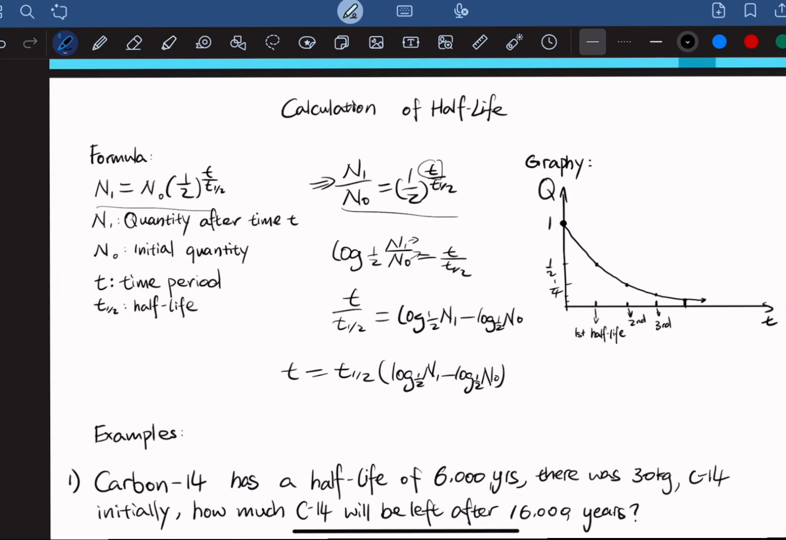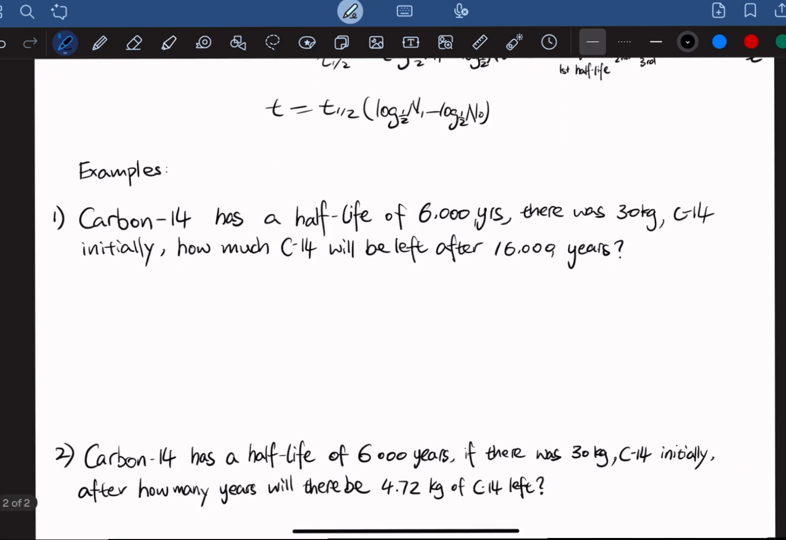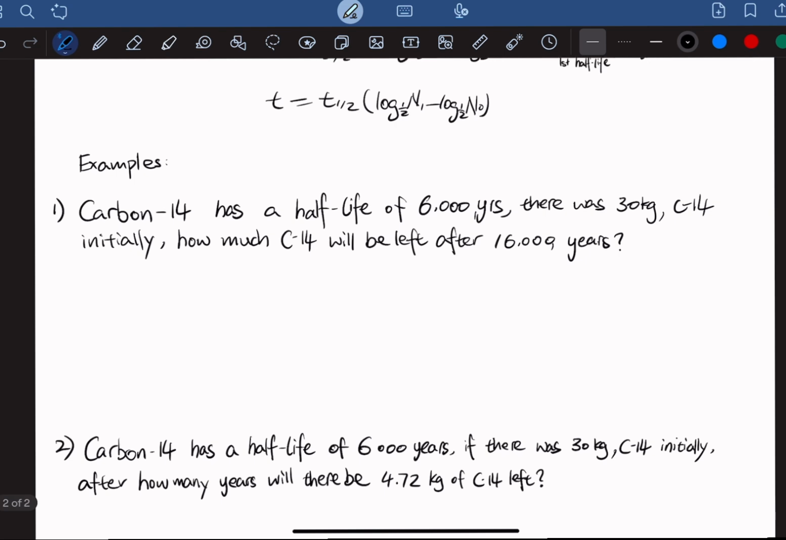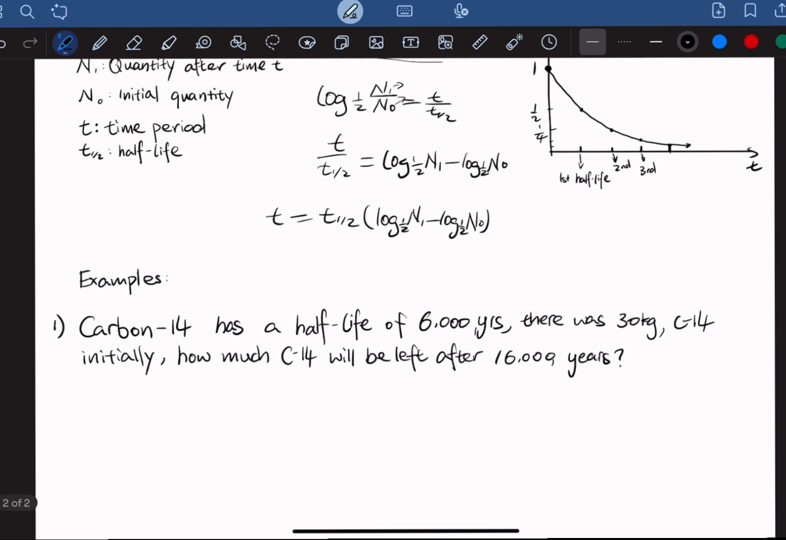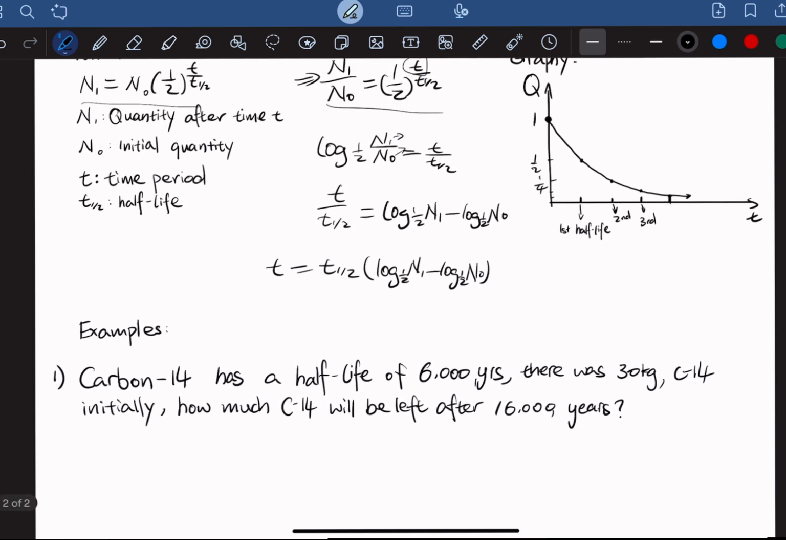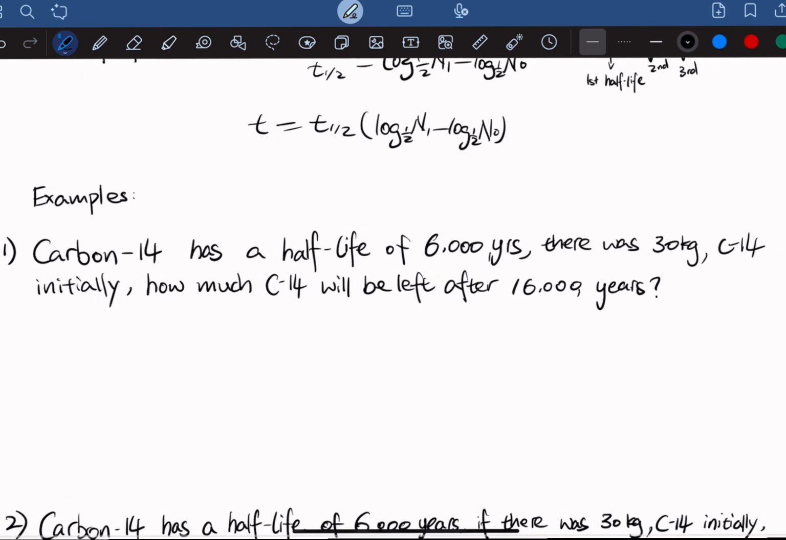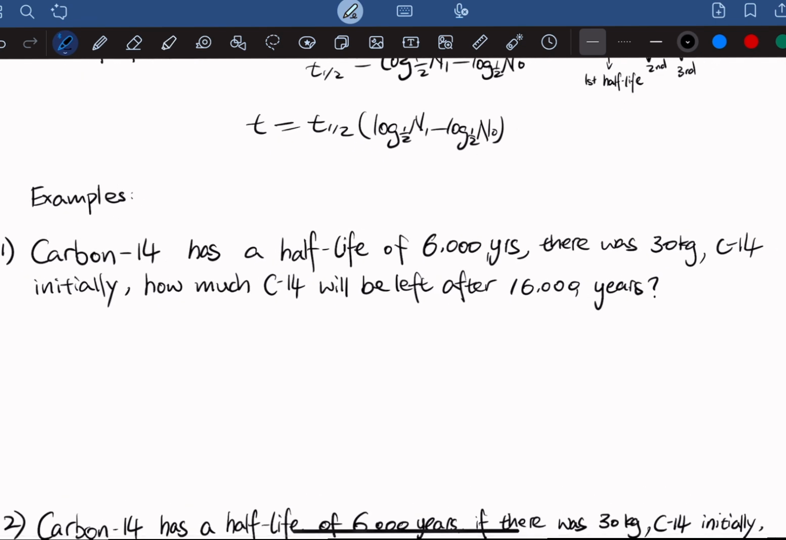Okay, now let's quickly go through the examples. Those two examples, we can go through them quickly because they're just substituting into the two formulas. Okay, now the first one, we have carbon-14 has a half-life of 6,000 years. There was 30 kilograms carbon-14 initially. How much carbon-14 would be left after 16,000 years?